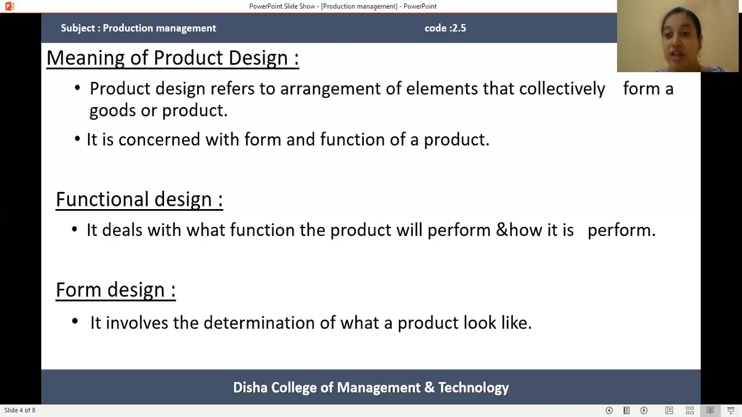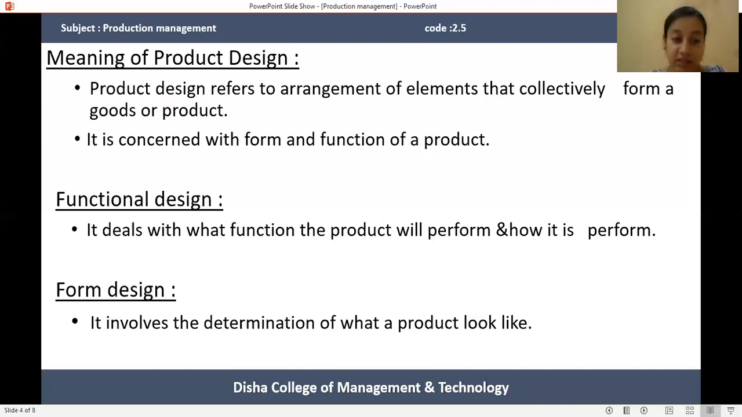What is functional design? In functional design, the designer has to determine how the product will perform, what the product will perform, and how it will perform. In the case of designing the TV, he has to determine what parts are required for providing a good picture tube and good sound to the customers.